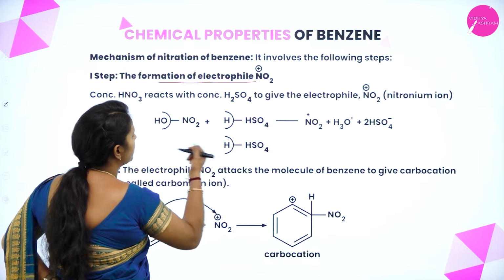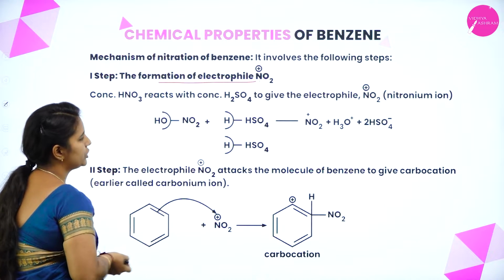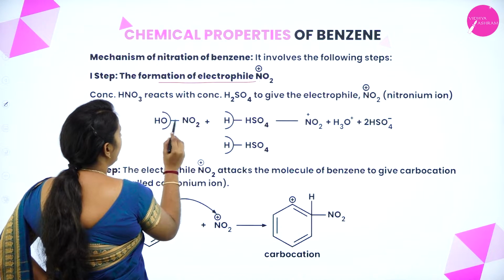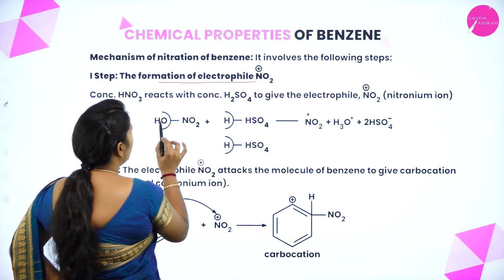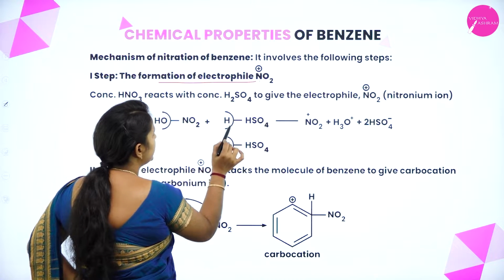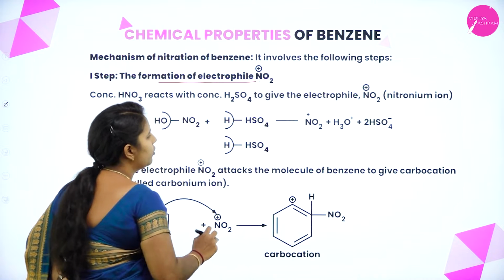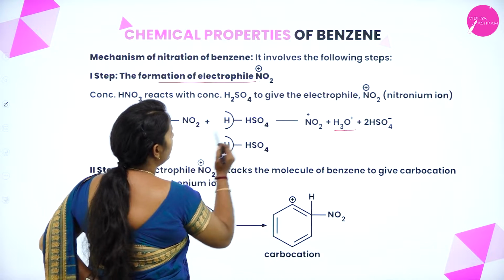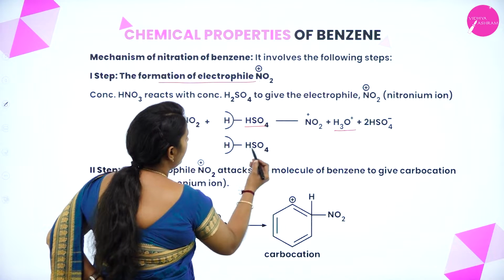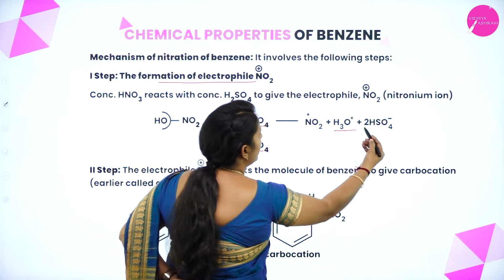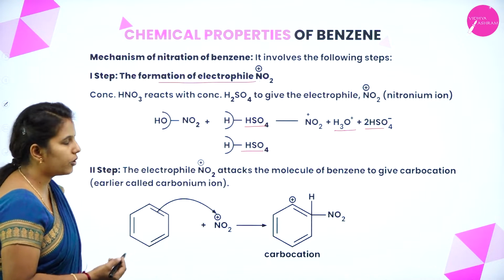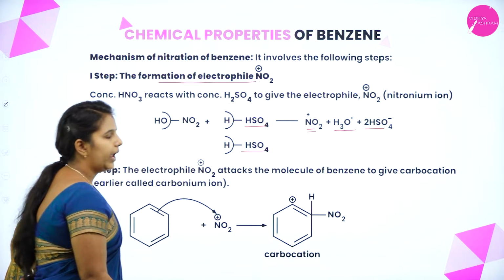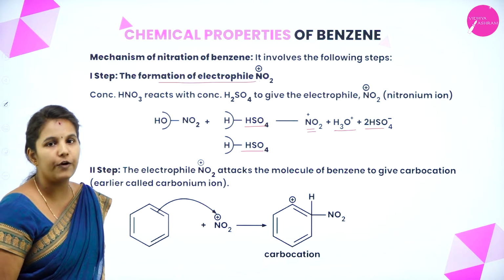We know that we have a mixture of HNO3 as well as H2SO4. You can remember that OH from the HNO3 and H from the H2SO4 will be removed in the form of H3O+ ion, and there are two HSO4 ions which will be removed as 2 HSO4−. One NO2 remains, and this causes NO2 to become an electrophile.